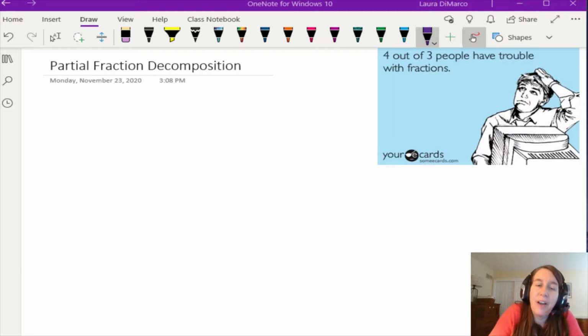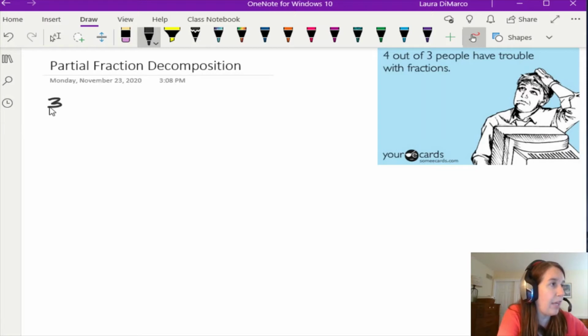So now we're going to be talking about partial fraction decomposition, which is actually just an algebraic application of systems of equations. So we'll be using some systems to help us solve them in the middle. To begin with, we're going to start with a problem that I hope you already know how to do.